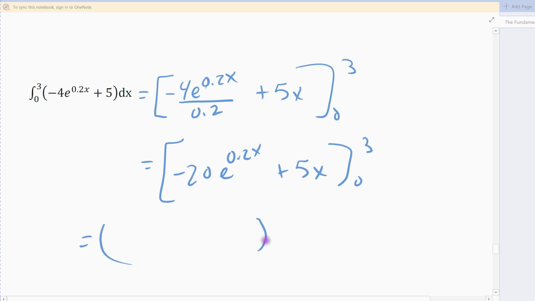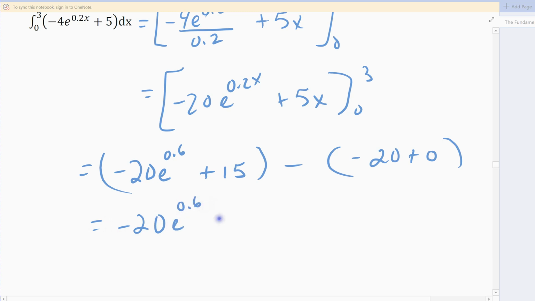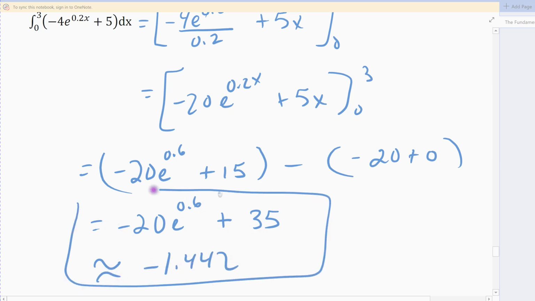And then you plug in your 3 and your 0, and you give those numbers. All right, so when you plug in 3, you get negative 20e to the 0.6 plus 15, right? I'm plugging 3 in. And when I plug in 0, I get e to the 0, which is 1, so that's negative 20 plus 0. And so the exact answer in this case would be negative 20e to the 0.6 plus 35. And then the approximate answer would be negative 1.442. Which means, again, there's more negative area in this example. But that's the work we want to see.